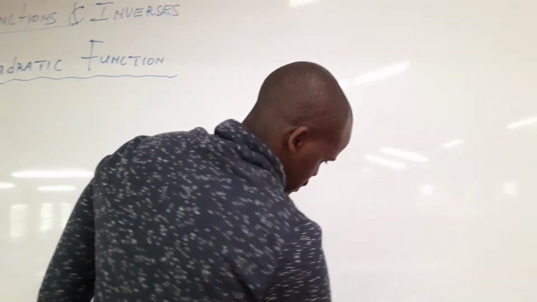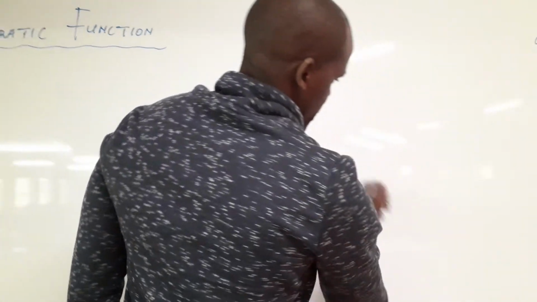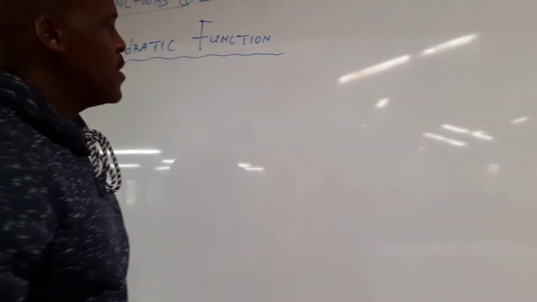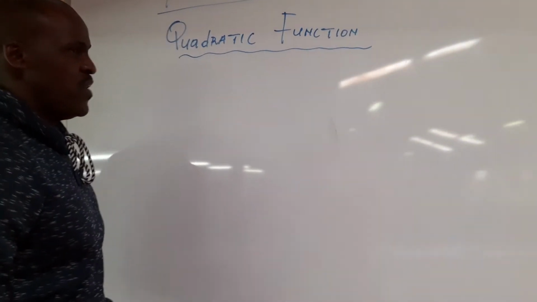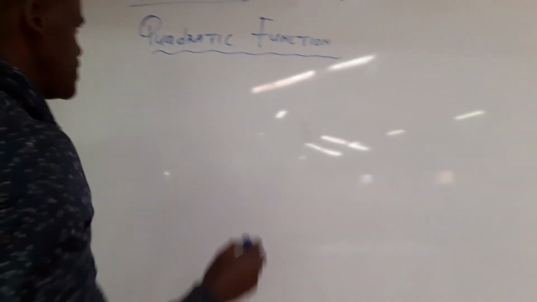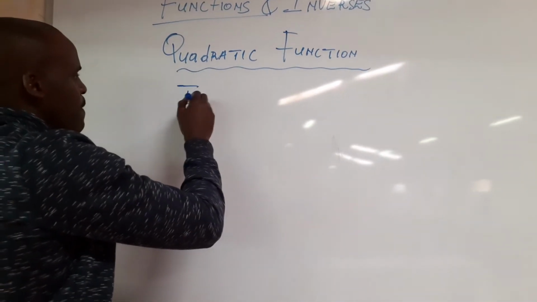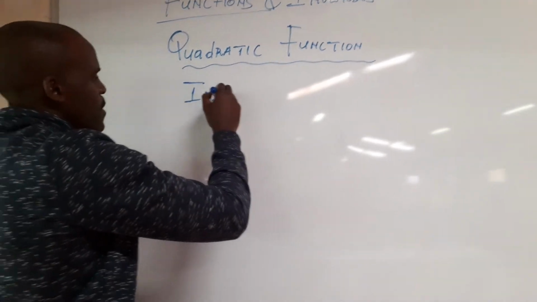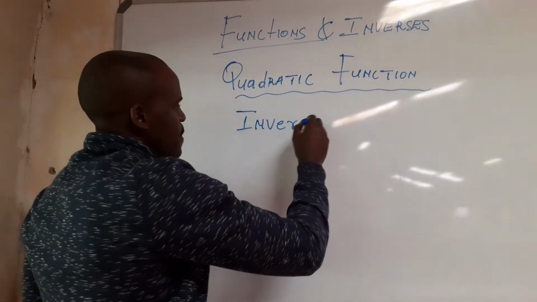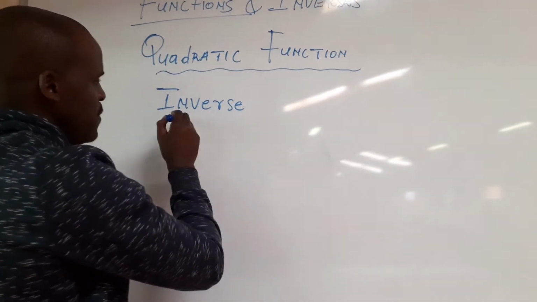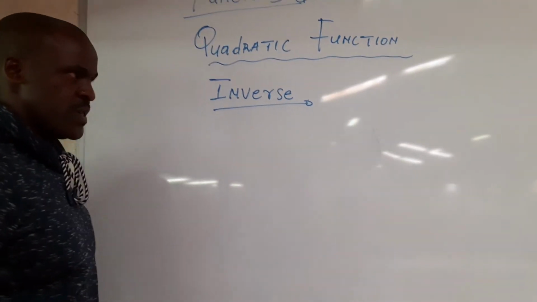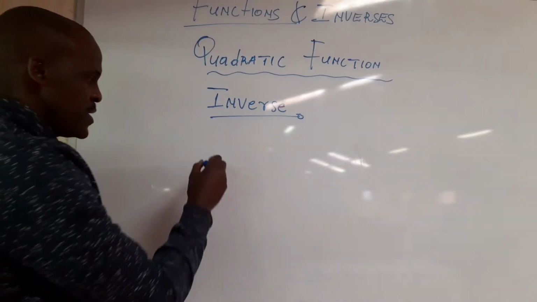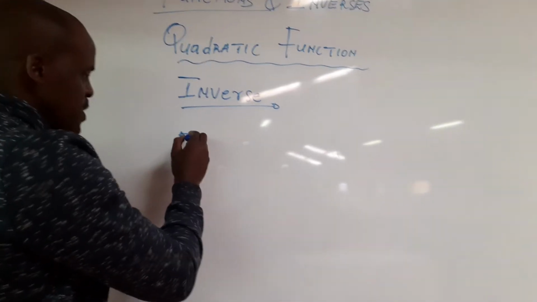Right, before we go to examples, let us now look at what we call the inverse of a quadratic function. The inverse of a quadratic function. Right? A quadratic function is given by this.